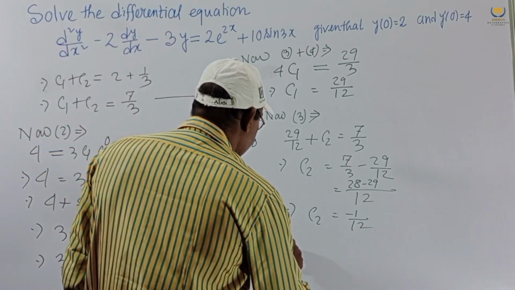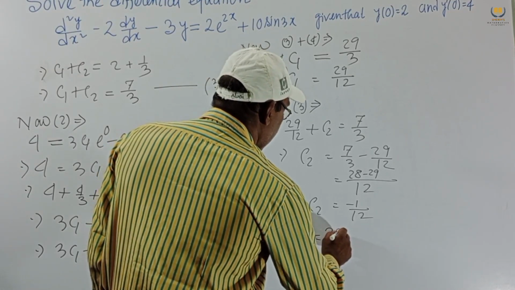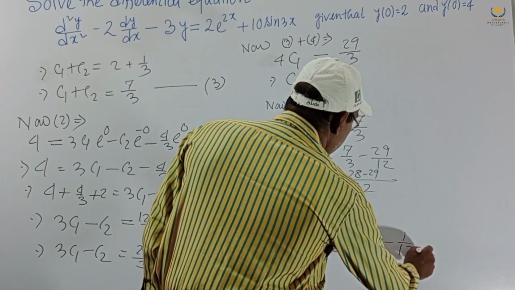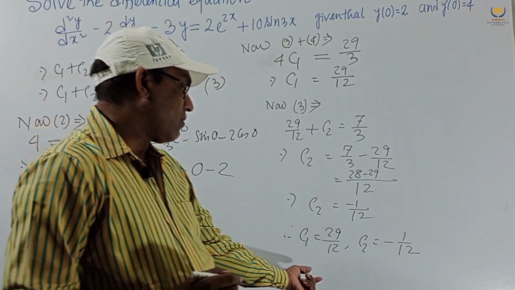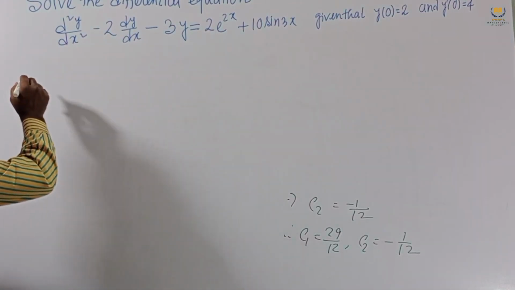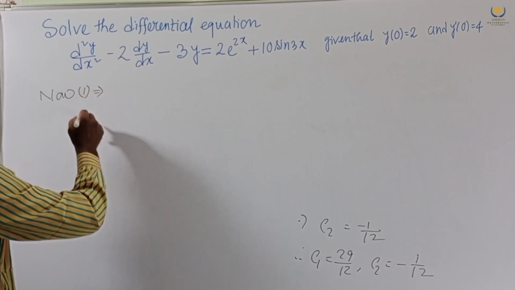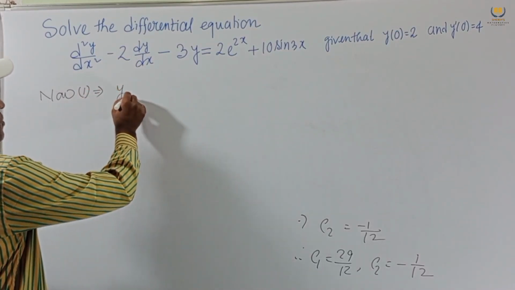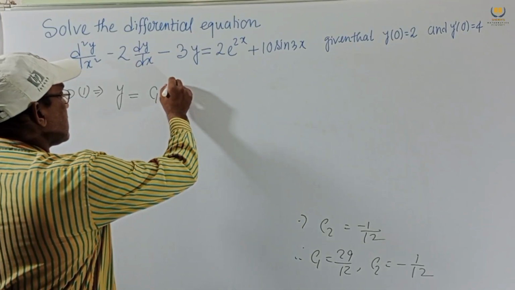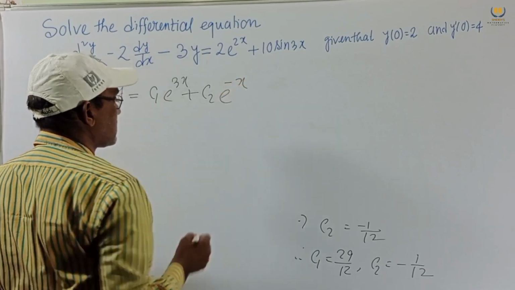Therefore, what we get? c1 equal to 29/12 and c2 equal to minus 1/12. And putting these values in equation number 1. Now 1 implies, in 1 we know y equal to c1 e^(3x) plus c2 e^(-x).